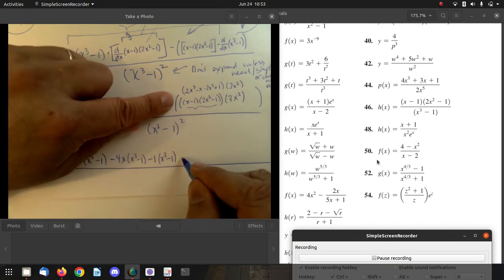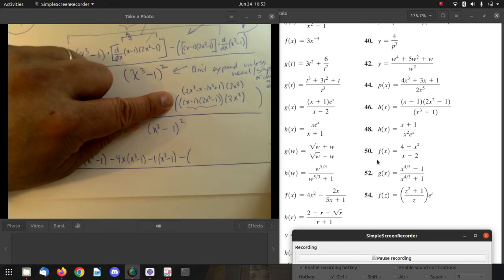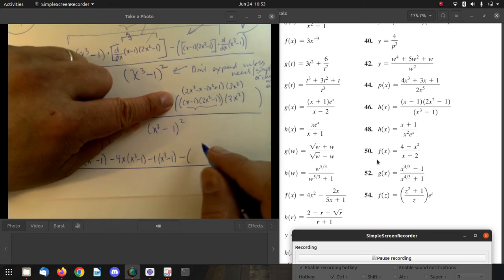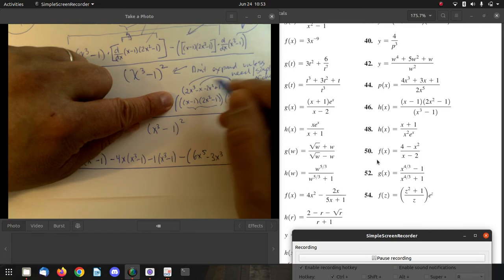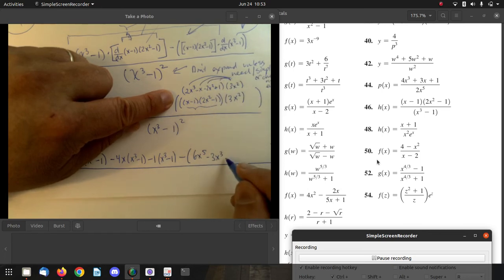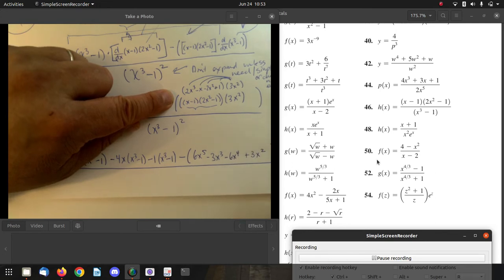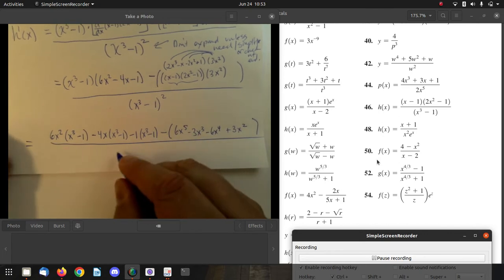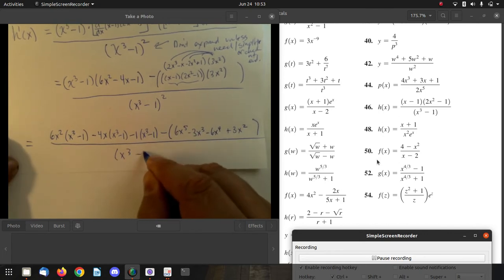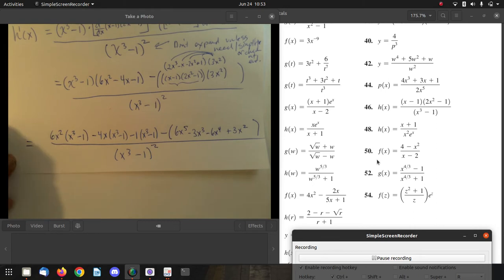And then we're still subtracting all of those. So I'm still just going to leave my parentheses here, and we're just going to drop everything in. That's going to give us 6x to the 5th minus 3x cubed, distributing this to each one, minus 6x to the 4th plus 3x squared. And we're subtracting every one of those, all over x cubed minus 1 quantity squared.